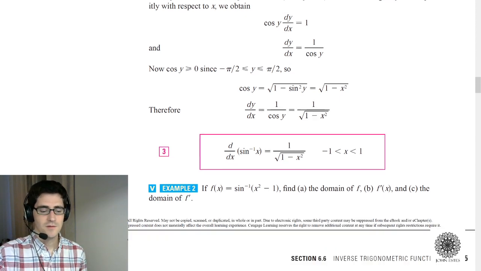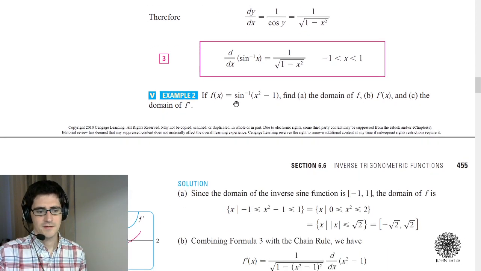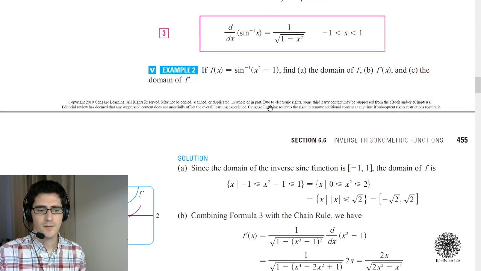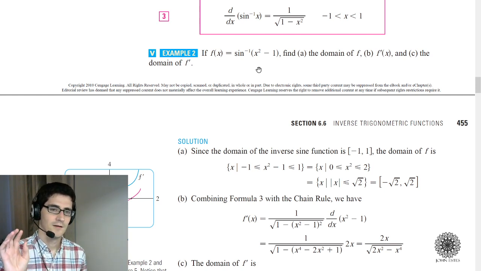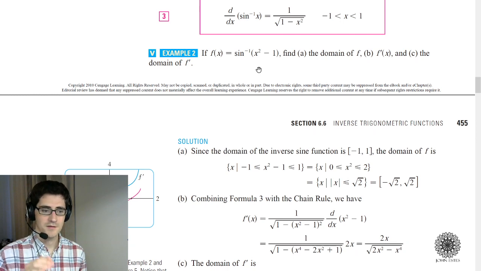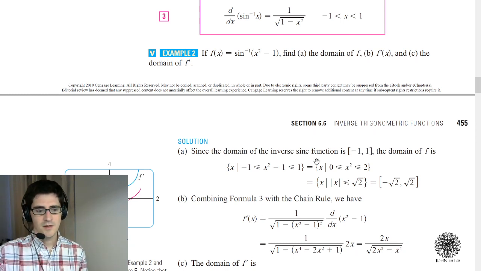Alright, so if we look at example 2 then, we have f of x equals sine inverse of x squared minus 1. And what we want to do is first figure out our domain. Then we want to look at the derivative and the derivative's domain. Okay, so remember for sine inverse, the domain, right, we're plugging in the fraction and getting out the angle. So if I plug in a fraction into sine inverse, that fraction has to be between negative 1 and 1 because that's the only thing sine can obtain, right? Sine can only go from negative 1 to 1. So the domain of my sine inverse function is negative 1 to 1.